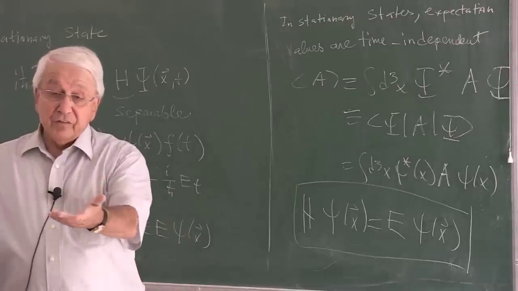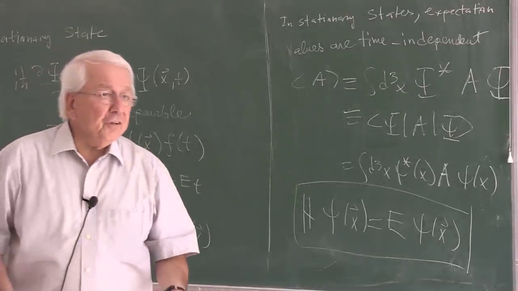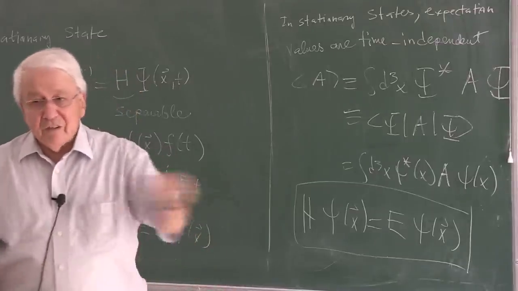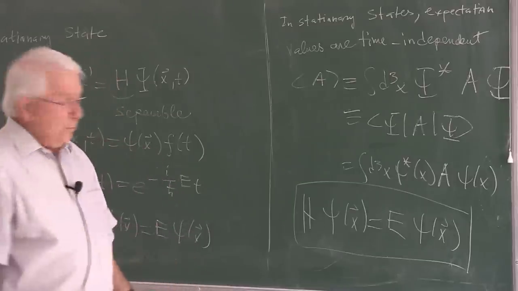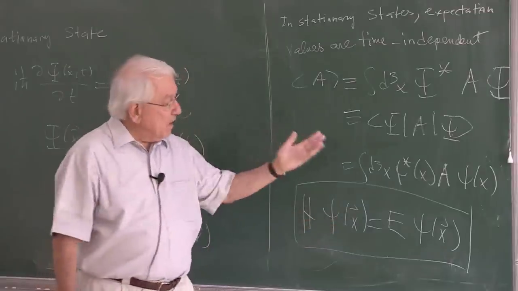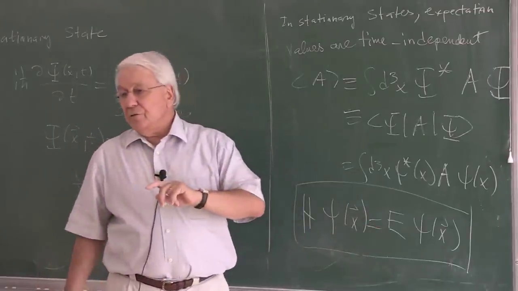For example, for a system in an external radiation field, the states cannot be stationary because there is time dependence brought in by the light itself, the wave itself. But for constant potentials, the natural problem to look at is the stationary states. Thus, the equation to focus on is the energy eigenvalue equation.